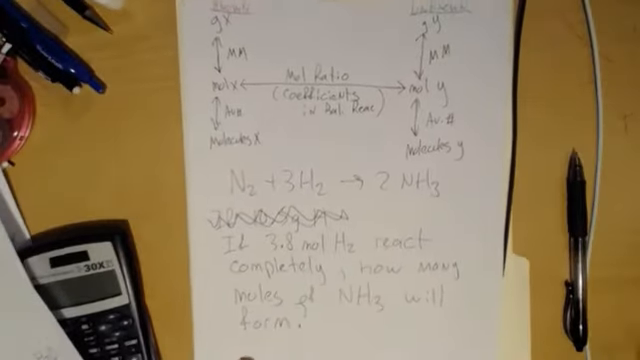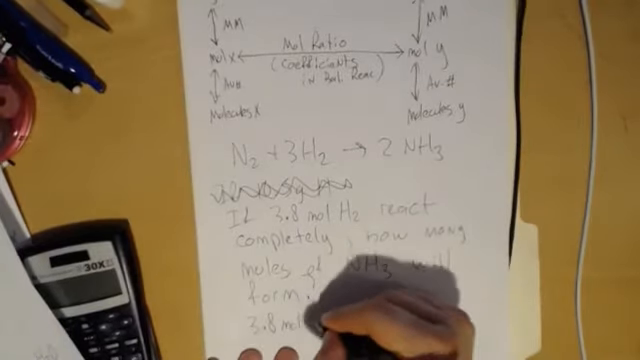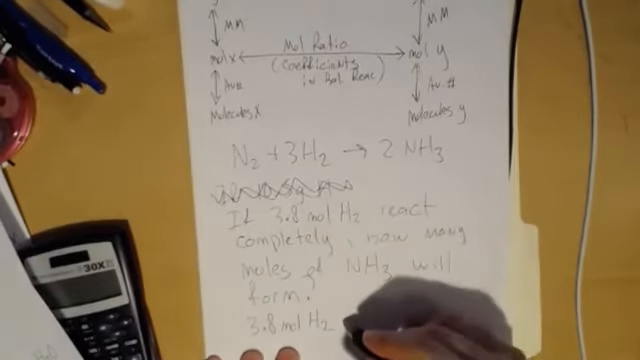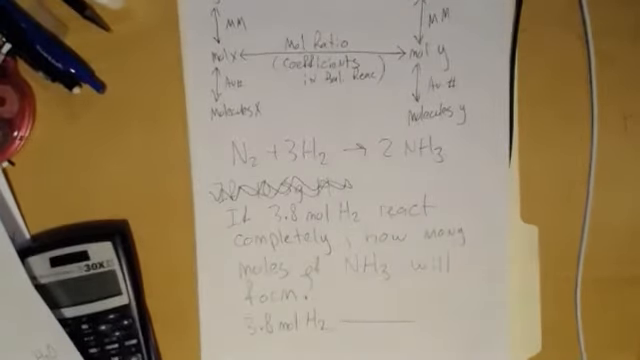So let's do that. We have 3.8 moles of hydrogen. And then what is my mole ratio of hydrogen and ammonia? Anybody? What's the balanced chemical reaction say? 3 moles of hydrogen.